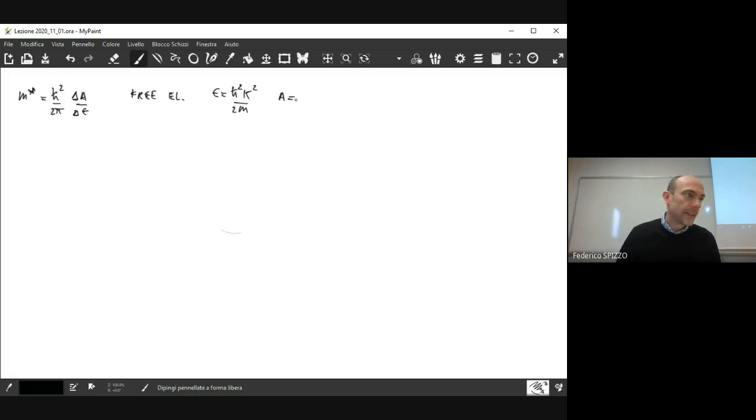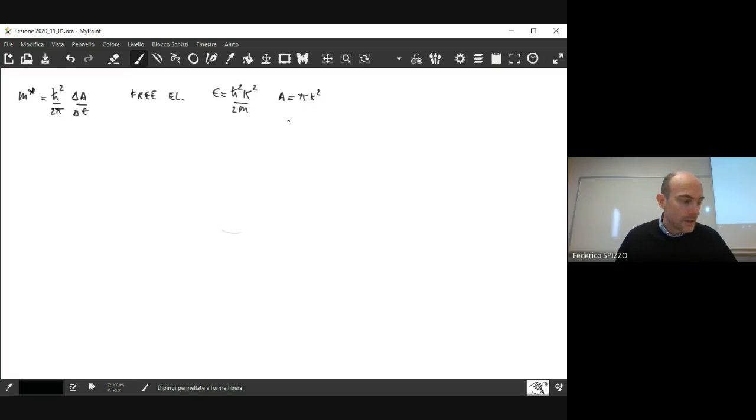And if we consider the area, since the Fermi surface is a sphere, the shapes of the orbit are circles. So the area of a circle, if we consider a circle in the xy plane, the maximum area of the circle that can be included by the Fermi surface, is pi times the square of the wave vector that indicates the circle where we have the orbit.